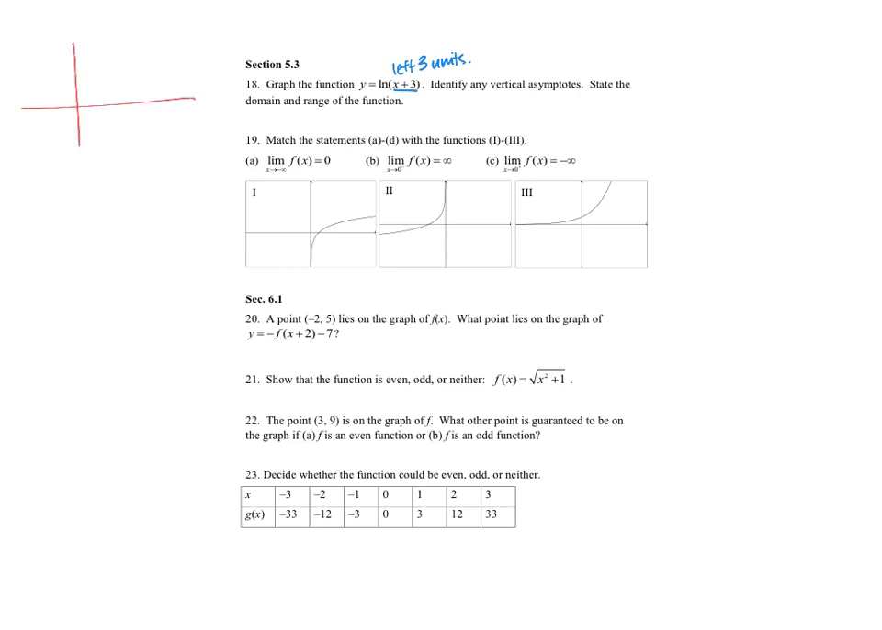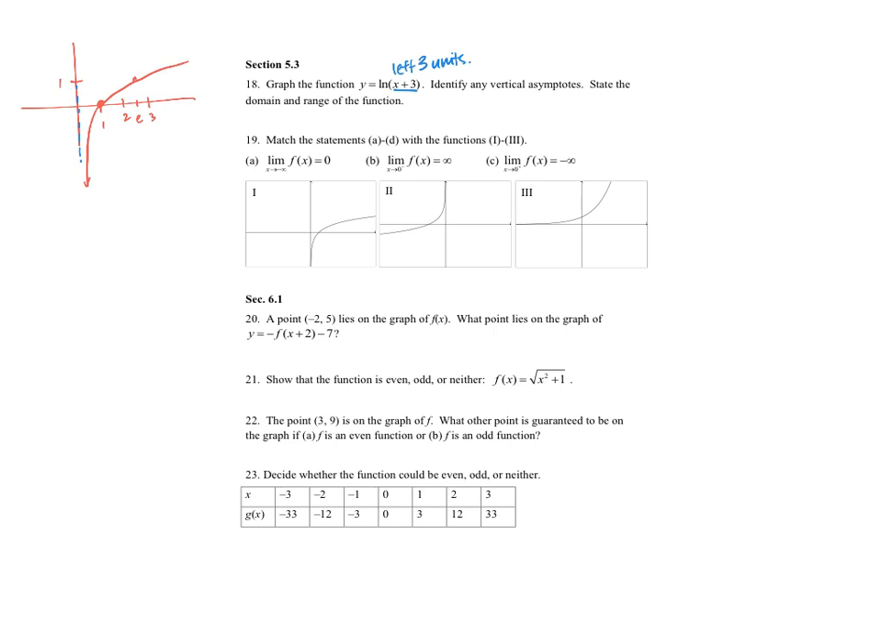The regular natural log x function has an asymptote here at x equals 0. It goes through the point (1, 0), and then (2, 3), and when you get to e, it goes up to 1. Okay, and then it has an asymptote going down like that. And so what I'm going to do is shift all of that left 3 units.